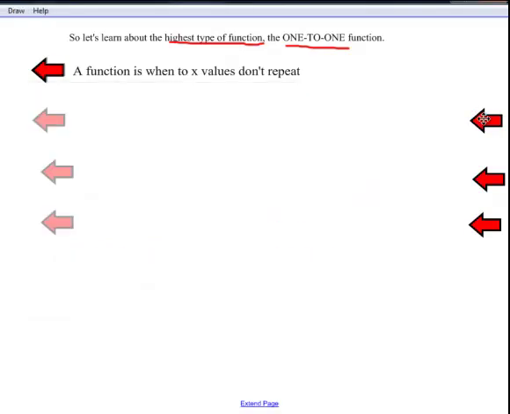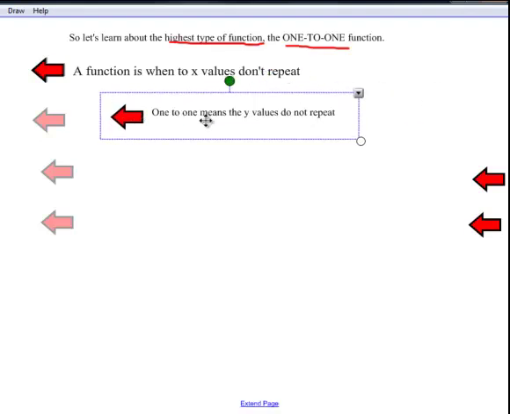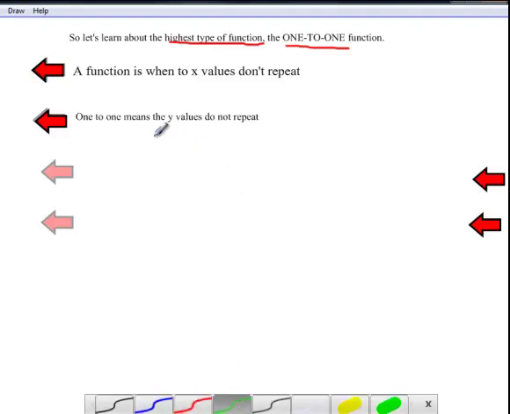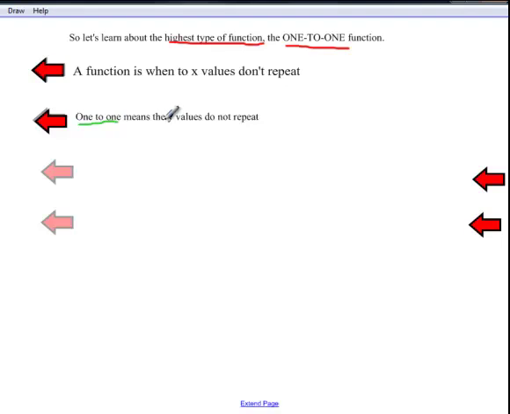Next, we have 1 to 1. Oh, that kind of makes sense now. If a function is when the x values don't repeat, a 1 to 1 means when the y values don't repeat. So function means x values don't repeat. 1 to 1 means y values don't repeat.